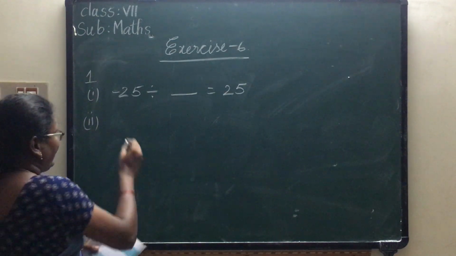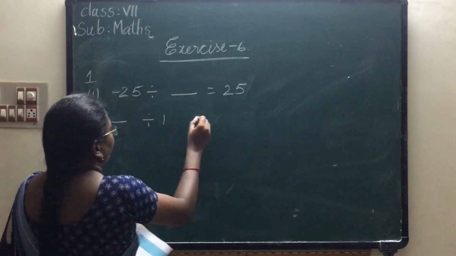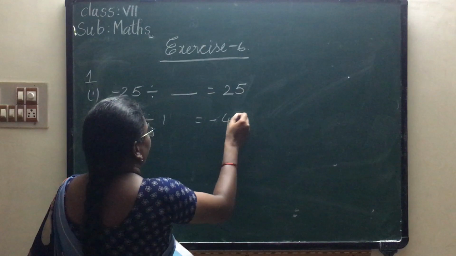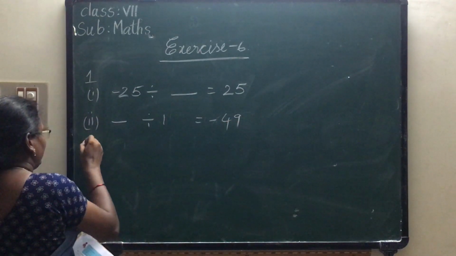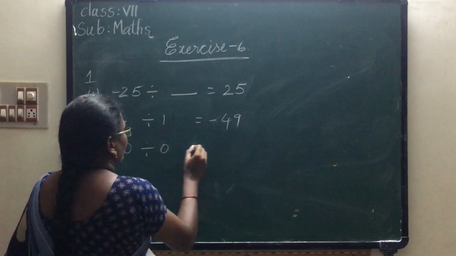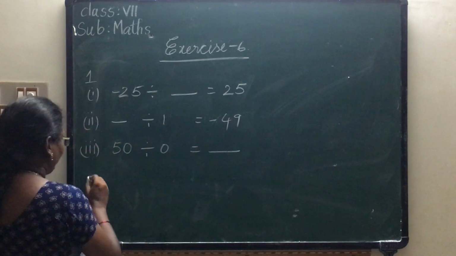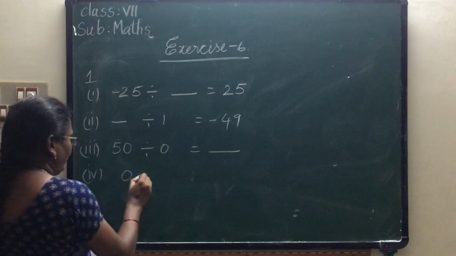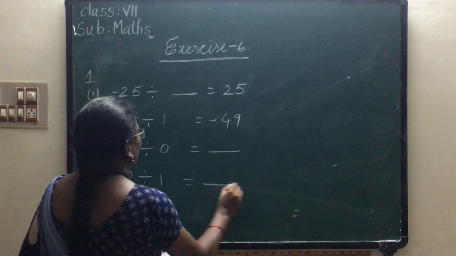Second sum: dash divided by 1 is equal to minus 49. Third one: 50 divided by 0 is equal to dash. Fourth one: 0 divided by 1 is equal to dash.